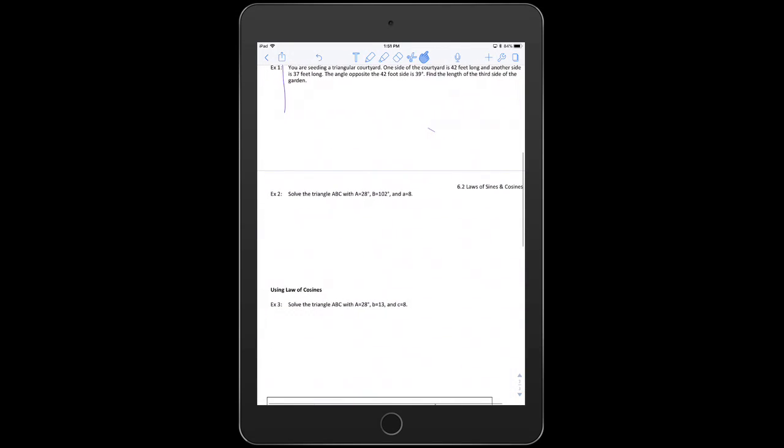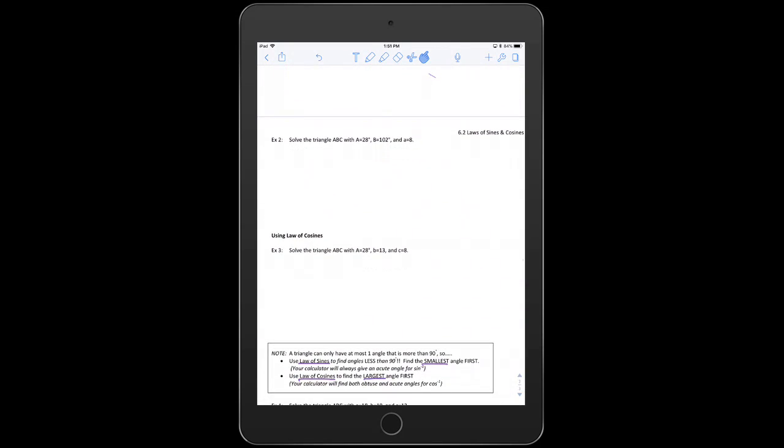So let's go to example 2, where you're asked to solve the triangle ABC, with angle A 28, angle B 102, and side a 8. So I'm going to draw a triangle. I know angle B is obtuse, so I'm going to make that look like an angle bigger than 90. And then I'm going to put angle A here, angle C here, which means side a would be opposite angle A. So that is 8.